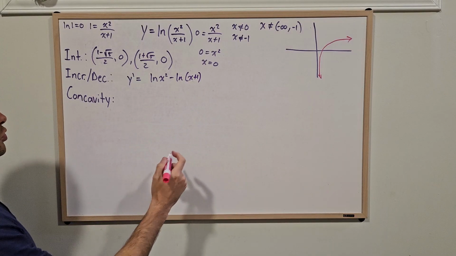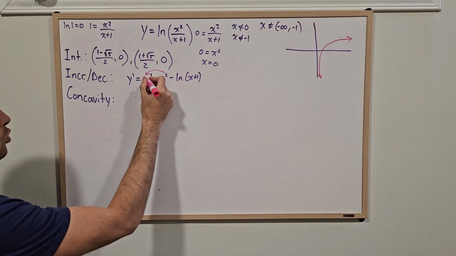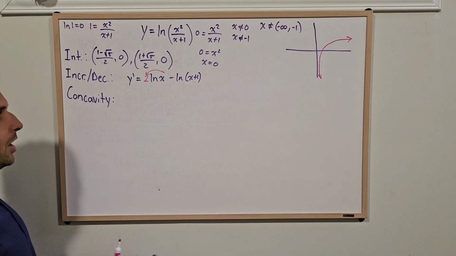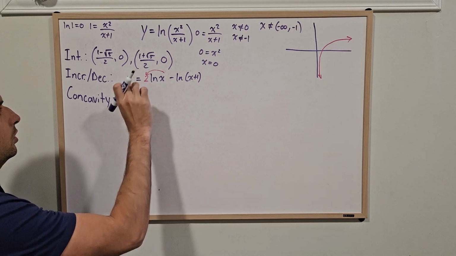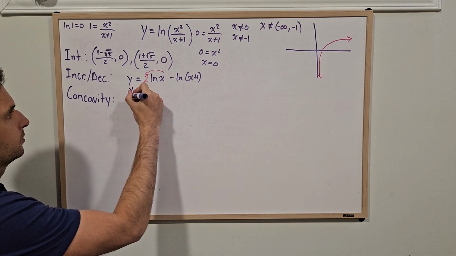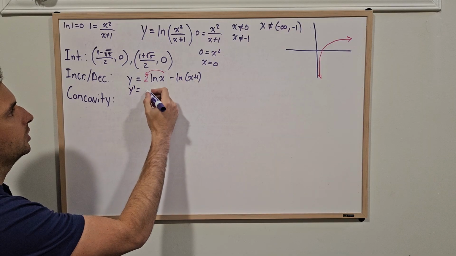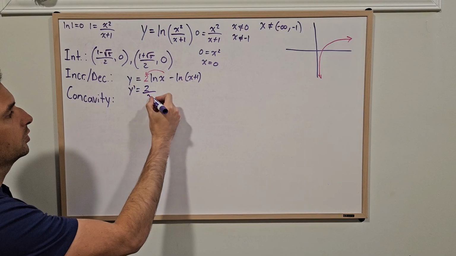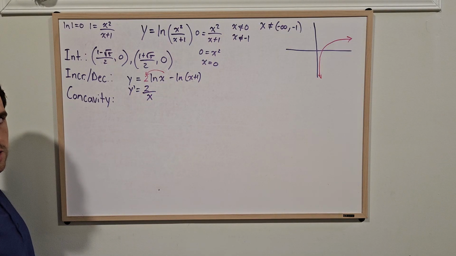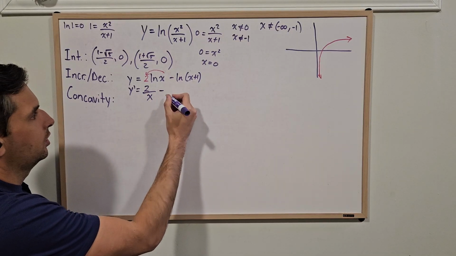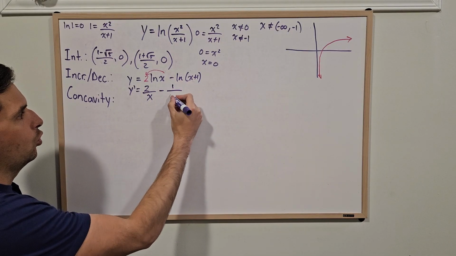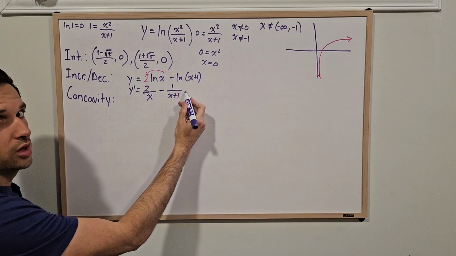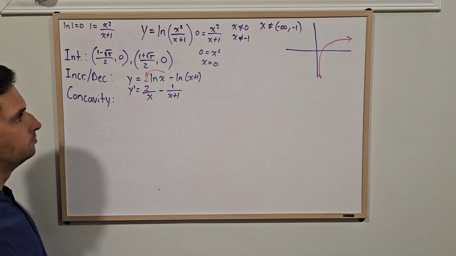Here, another rule of log is I can take this 2 and move it over to the front, so it's no longer going to be an exponent on the x. Now this is much easier to differentiate. So y prime is equal to, the 2 is just going to come along for the ride because it's the constant at the front. Then we have over x, because the derivative of natural log of x is 1 over x. Then we have minus 1 over x plus 1, multiplied by the derivative of the inside function, which is just 1. So I don't need to write it down, it's just 1 over x plus 1.